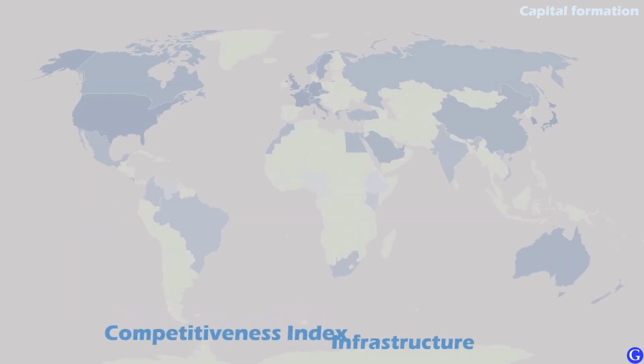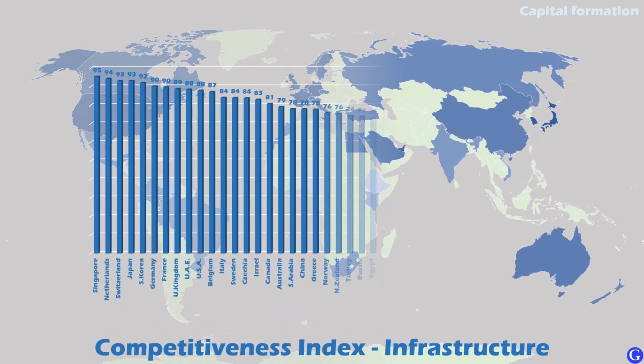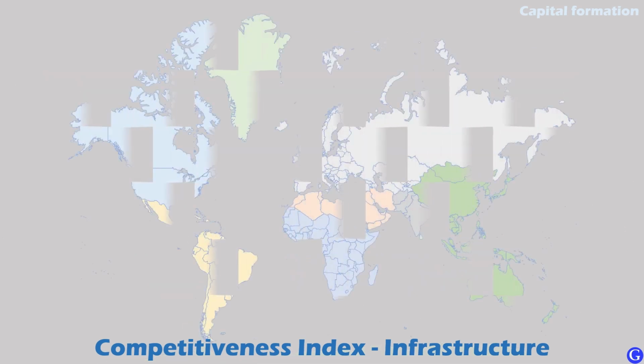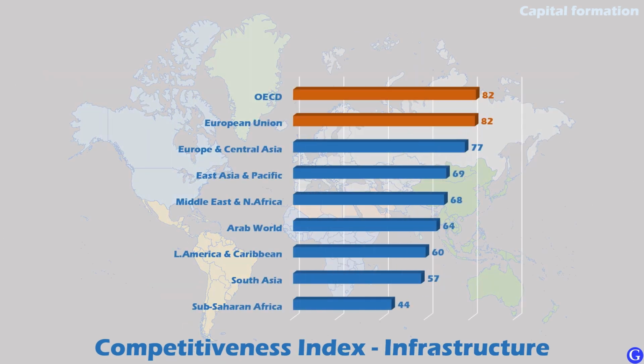With that in mind, let's see how our selection of countries is doing. The best infrastructure is in Singapore, and the global average is 64. Most of our countries are above average. At the bottom of the list are Nigeria and Cameroon. Overall, we see a clear affinity between infrastructure and productivity. In the context of regions, the OECD and the European Union are at the top, and the countries south of the Sahara and Asia close the list.